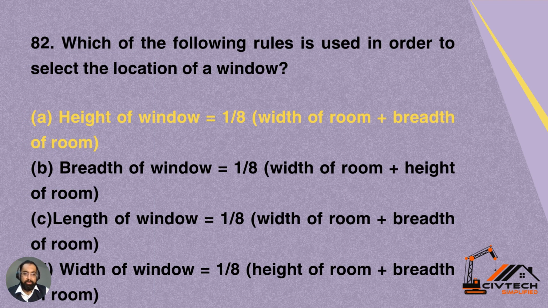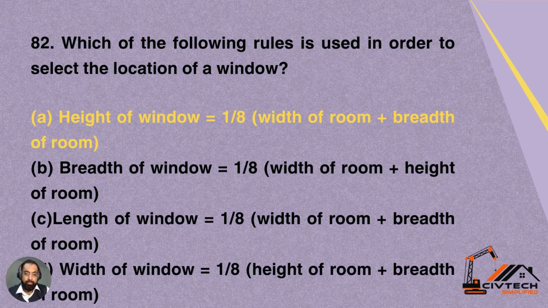Then we have question 82. Which of the following rules is used in order to select the location of a window? So these are some thumb rules, and the options available with us are: A, height of the window should be equal to 1 by 8th of width of the room plus breadth of the room.